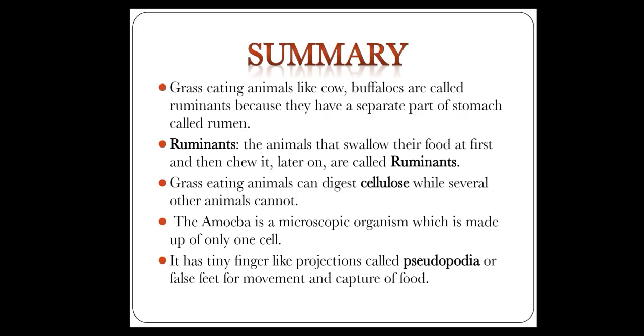Next is amoeba. We have learned amoeba does not have a mouth and a well developed digestive system. It is a single celled organism. Still, it feeds on food. It feeds and it digests its food. It uses finger-like projections called pseudopodia for its movement. These pseudopodia are used for movement and also for capturing their food.